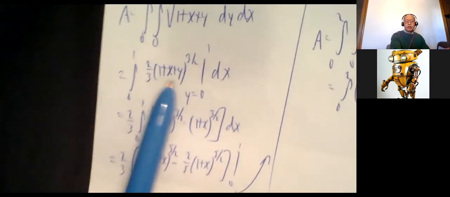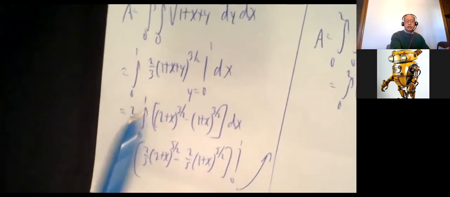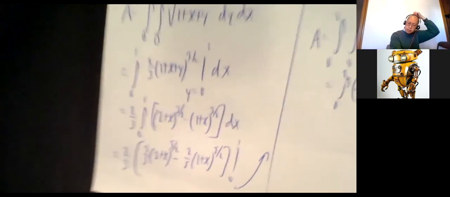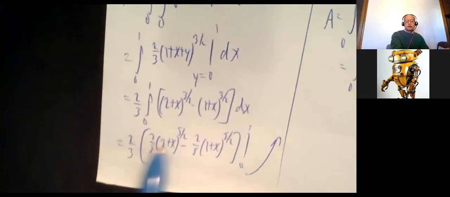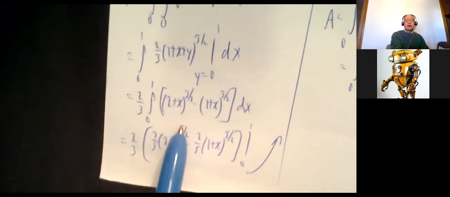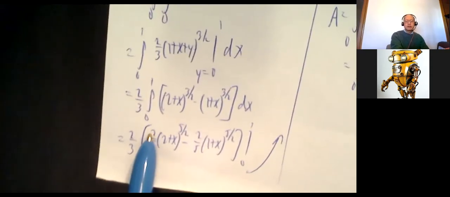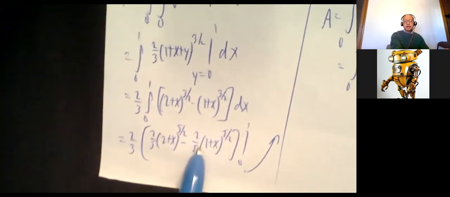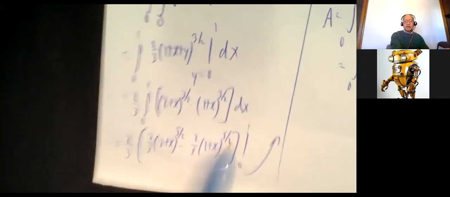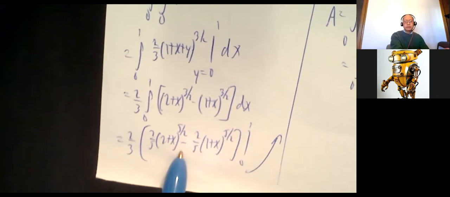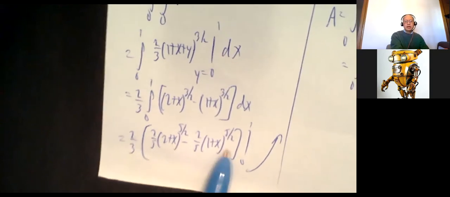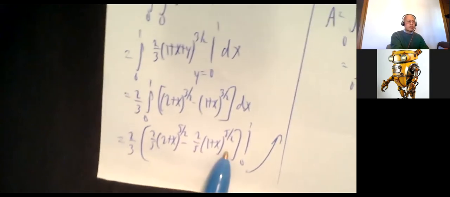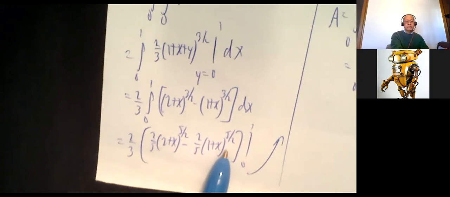Okay, one more time: plug in 1, 1 plus 1 is 2, 2/3 is already outside. That's 2 plus x to the 3/2, then plug in 0 for y, 1 plus x to the 3/2. All right, so 2/3, 2 plus x to the 5/2, divided by 5/2 means times 2/5, minus 1 plus x to the 5/2, times 2/5. So I'm going to plug in 1 here and here, and then plug in 0 here and here, and I do not get 0 when I plug in 0.